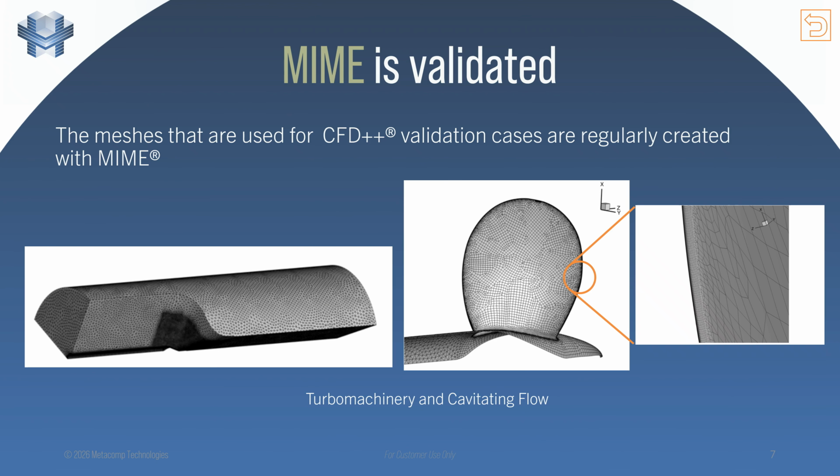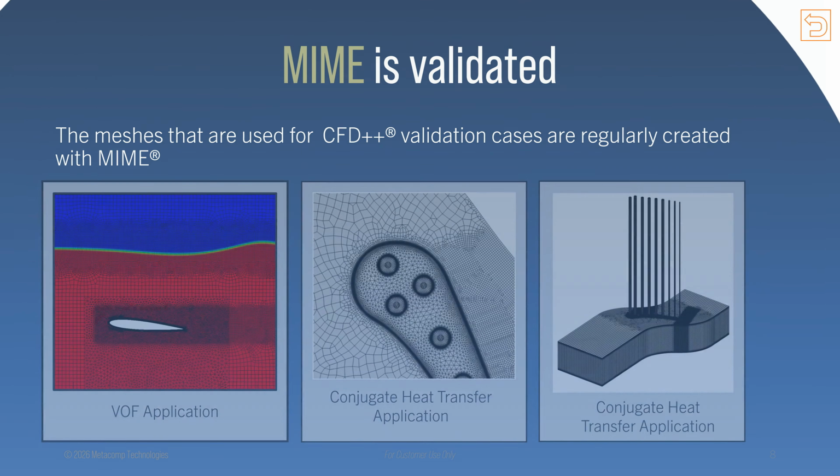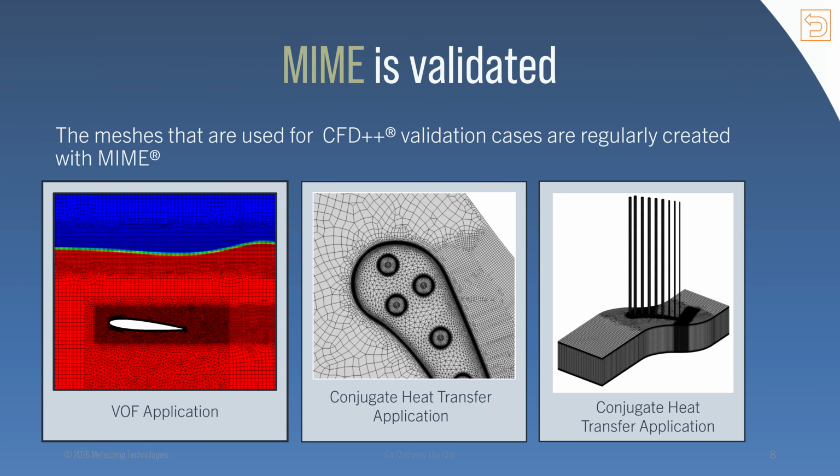To test the quality of MIME meshes, they are regularly used as part of Metacomp's ongoing validation efforts and across Metacomp's full range of analysis products. This slide shows a sample of a MIME mesh that was used to validate CFD++ for turbomachinery applications. And in this slide, MIME meshes were created to support CFD++ validation efforts for multi-phase modeling and conjugate heat transfer applications.